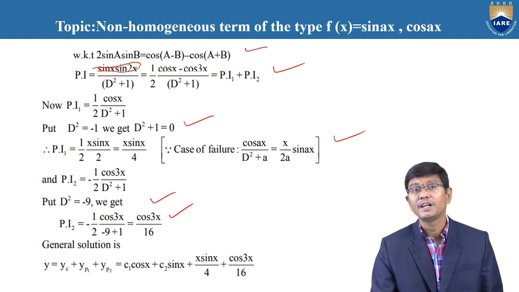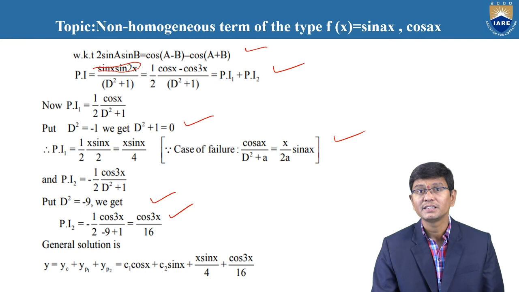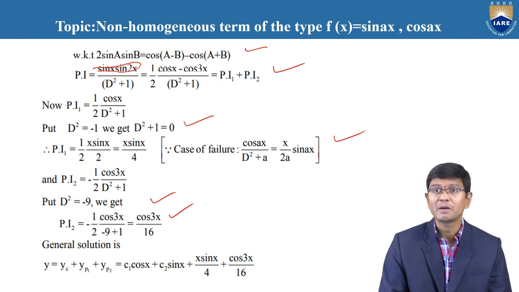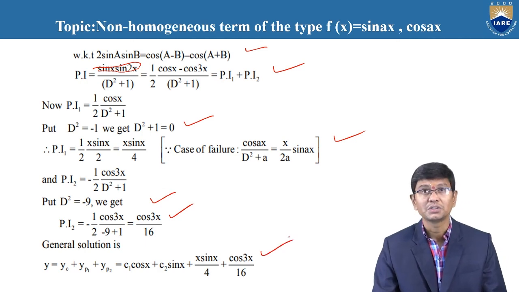And again, now we need to find the general solution of the equation, which is the complementary function plus particular integration together. Therefore, c1 cos x plus c2 sin x plus x into sin x by 4 plus cos 3x by 16 is the solution.